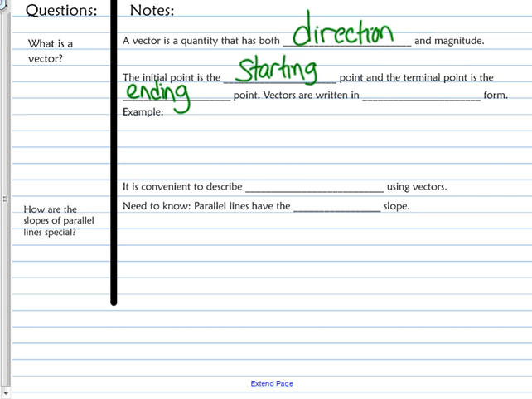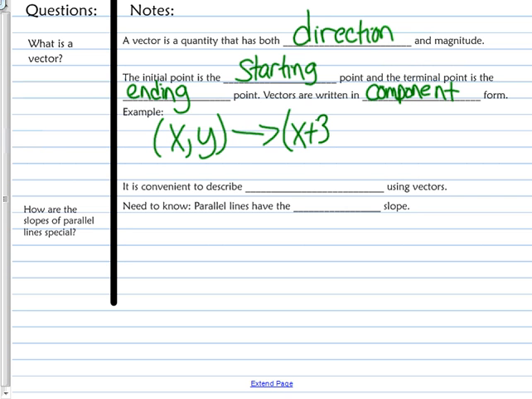Vectors are written in component form. I know we're used to coordinate form, but vectors are written in component form. Here's an example. We have been writing translations this way, (x, y), and then we say maybe like (x + 3, y - 2), something along those lines. But vectors are written using component form, which looks a little bit like this. It's a v for vector, with this fishhook thing on top of it, equals, and we use what's called angle brackets, 2, -3.